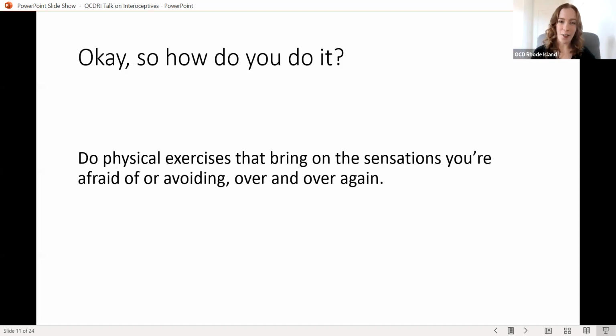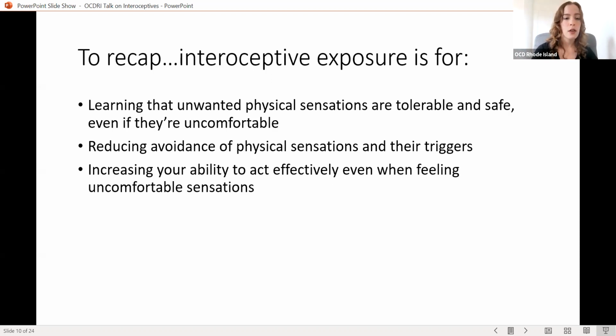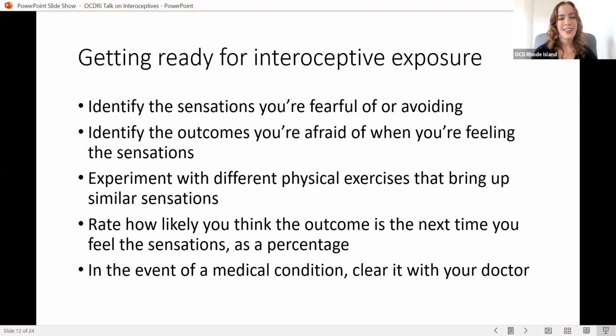All right, so how do we actually do this? Well, it's straightforward, but it's not easy. It is doing physical exercises that bring on the sensations you're afraid of or avoiding over and over again. So let's imagine how we would prep for interoceptive exposure in therapy. So let's say I'm your therapist. We would want to first identify the sensations that you are afraid of or avoiding. What feels most threatening to you?